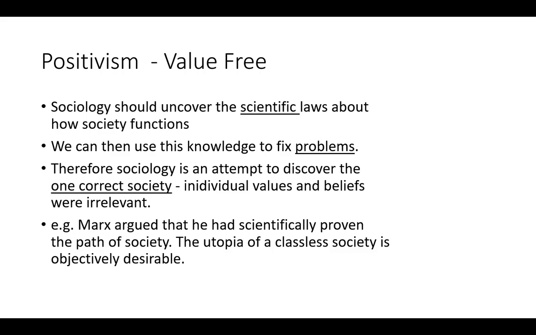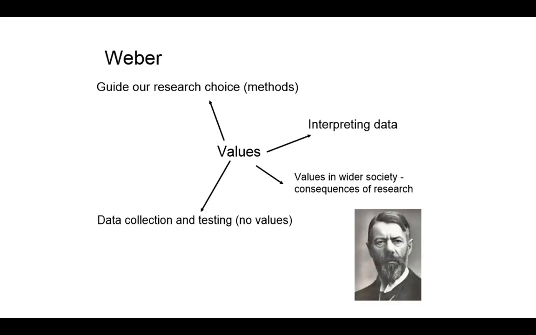And for Marx, a classless society is not something he would like, it's something that is the best form of society. It is objective. So if somebody comes to Marx and says, I don't believe in a classless society, I don't think it's a good thing, Marx would say, you are objectively wrong, you are scientifically wrong, it is the perfect form of society.